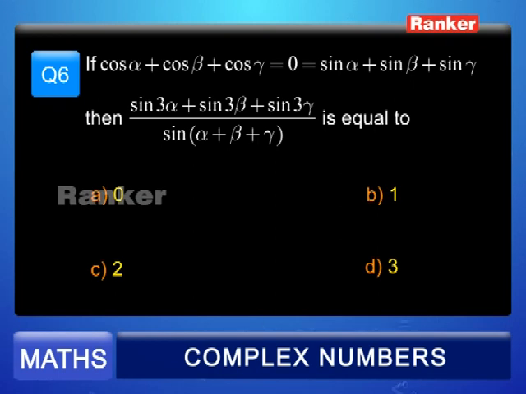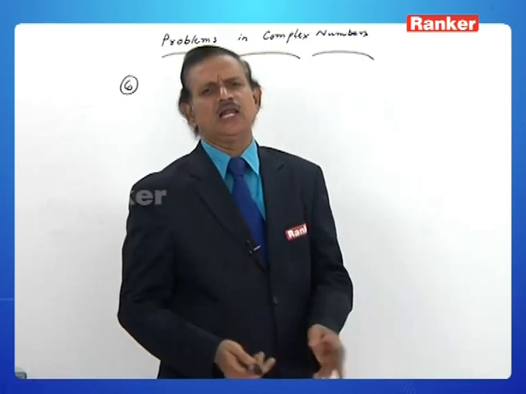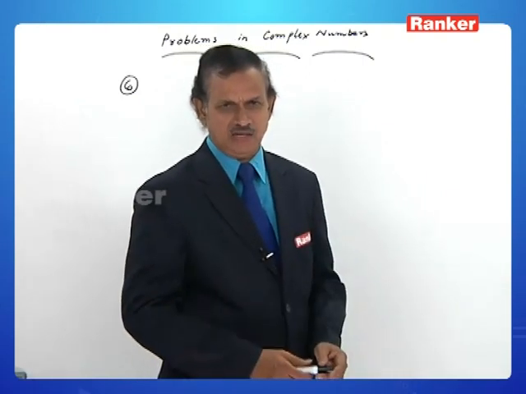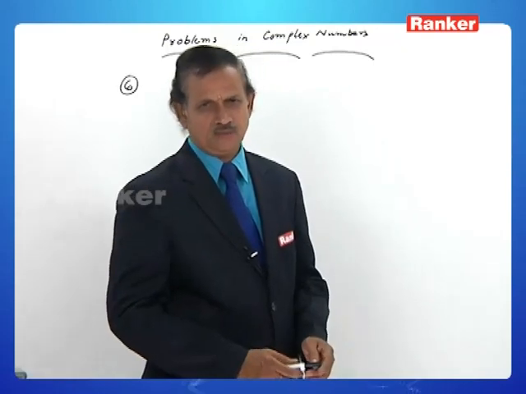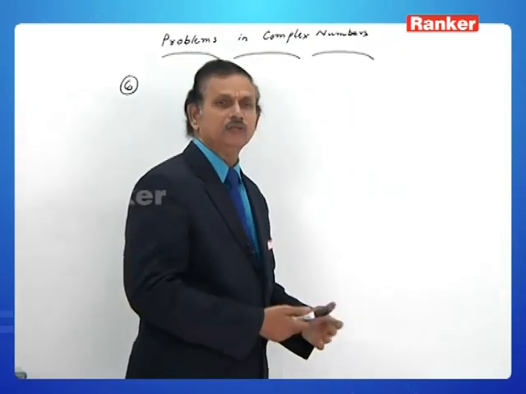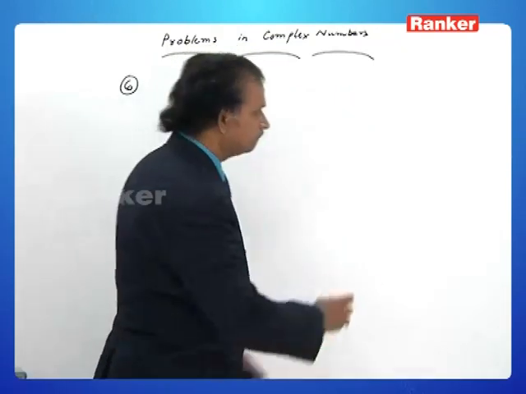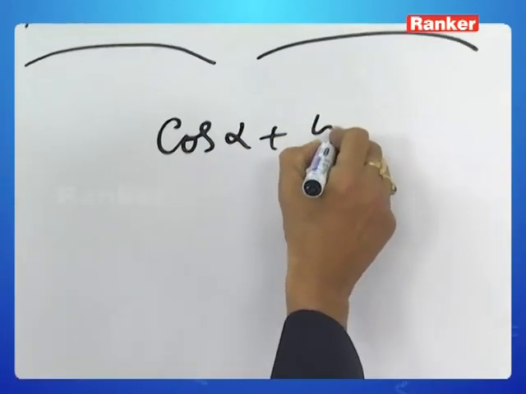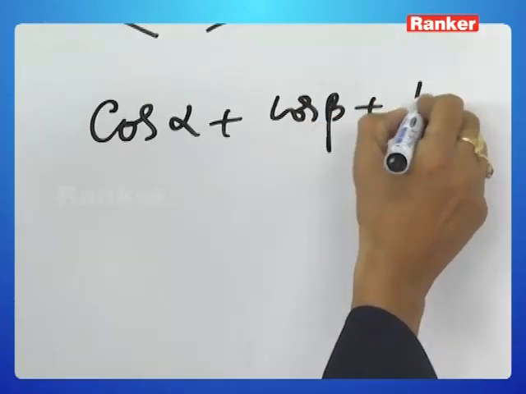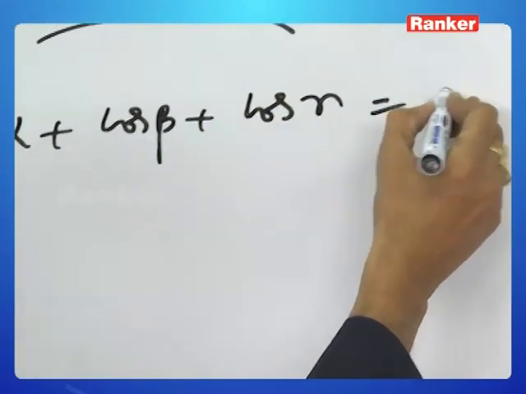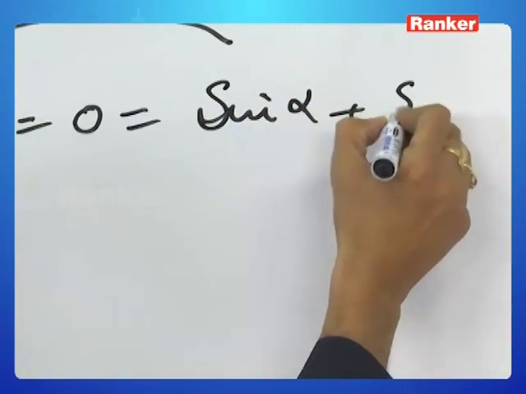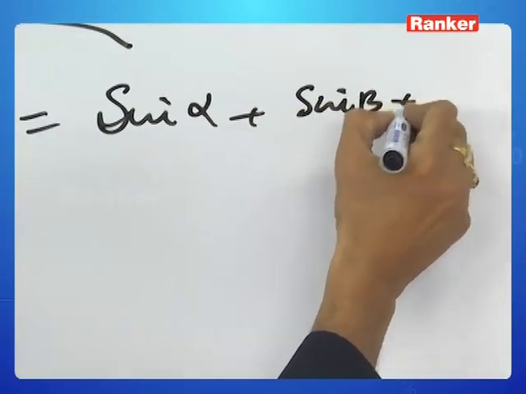He is asking us. It is a famous, well-known question. From the basic level, it has been given. Let us trace the answer. First of all, what is the data? Cos alpha plus cos beta plus cos gamma is equal to 0 is equal to sin alpha plus sin beta plus sin gamma, isn't it?